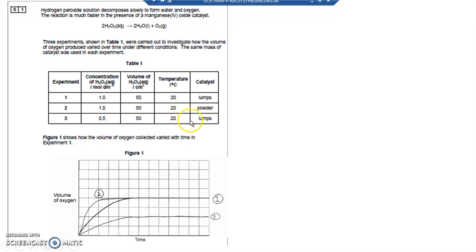Experiment number 3, it's going to go at the same speed as experiment number 1. So it's going to reach the maximum amount of product at the same time here, but it'll go more shallowly because it'll produce more slowly, because you've got lumps of catalyst and you've got a lower surface area.